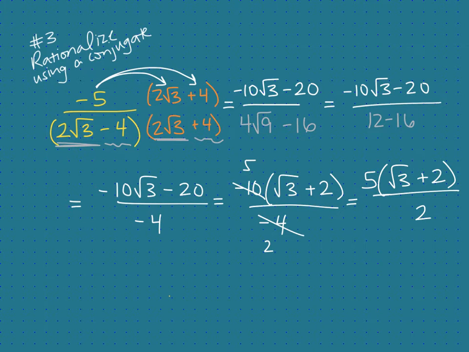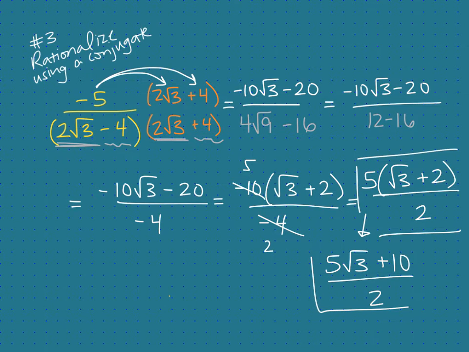If you weren't a fan of all that factoring, you can multiply the 5 back through. So here's one good answer. We can multiply the 5 back through the numerator. Or this guy right here. Either way is a fine answer.